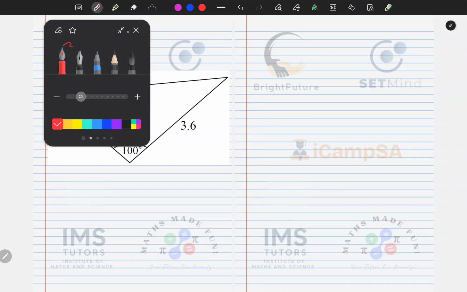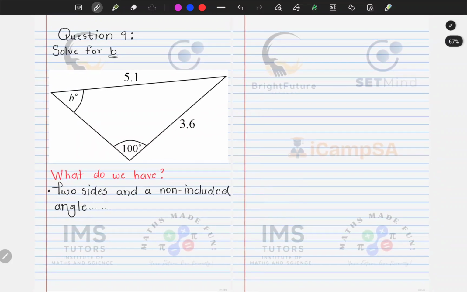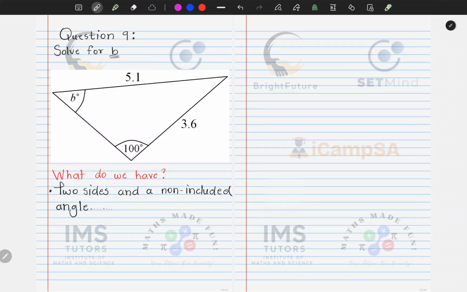Okay, let's have a look at this second last question. And as we always ask ourselves, what do we have? Or what are we given? So if you look at this problem, we are given two sides and an angle that is not included. So that is very easy. So what we have is two sides and a non-included angle. And that is very important. So let's go ahead and figure out what is B.